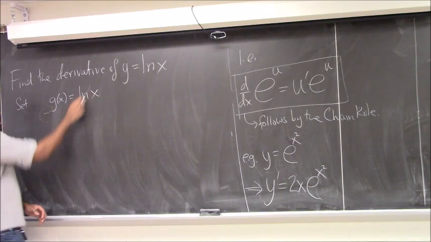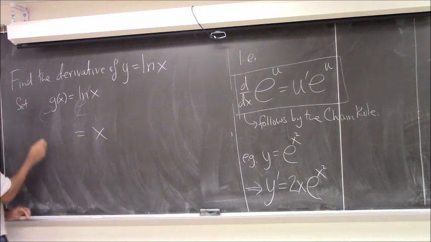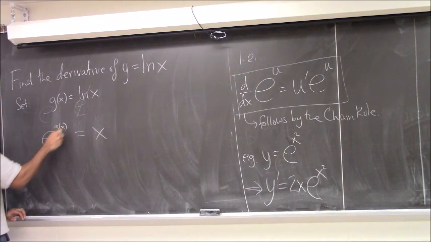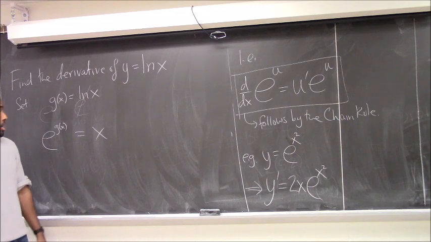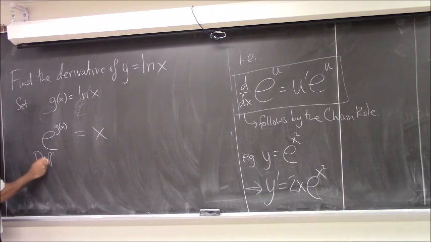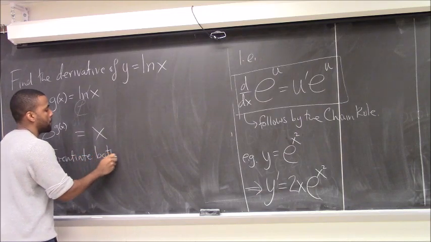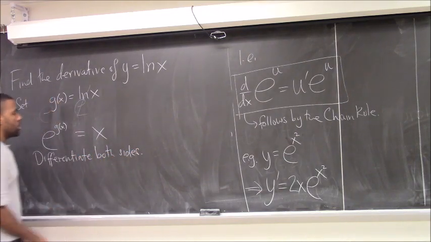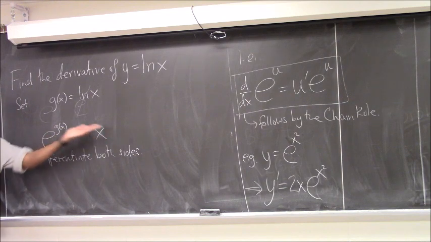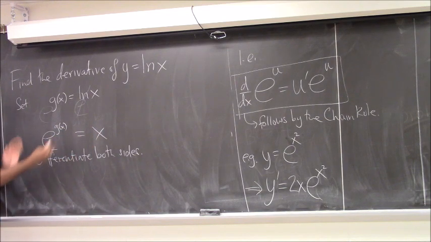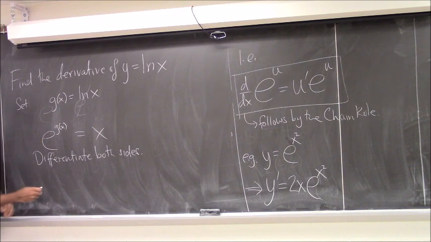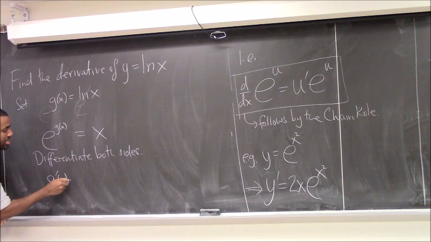Now what's going to happen is my right side will just become x, and my left side will become e to the g of x. Now what I want to do is differentiate both sides. Because if this is equal to that, then the slope of this is equal to the slope of that. They're the same. How do I differentiate this? So we just did. We literally just did that. That's g prime of x times e to the g of x.